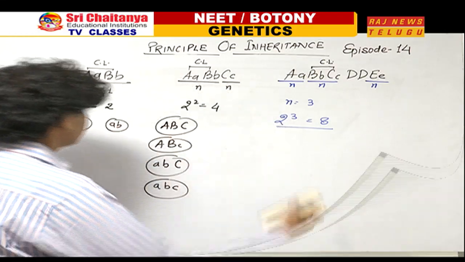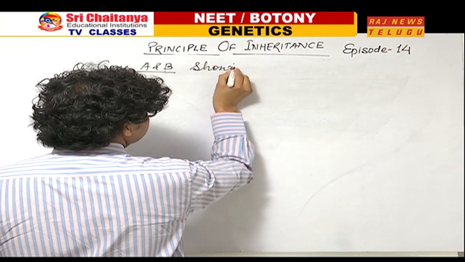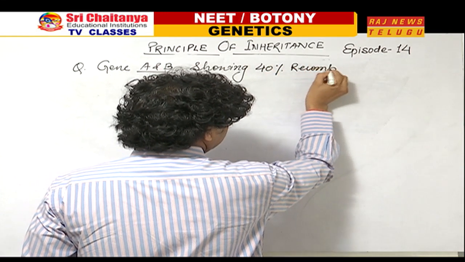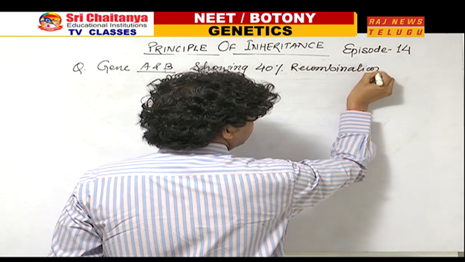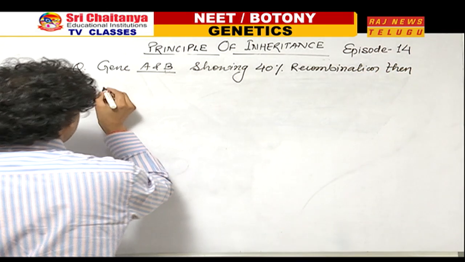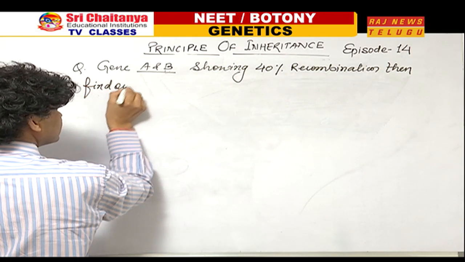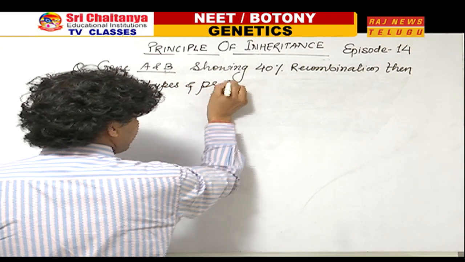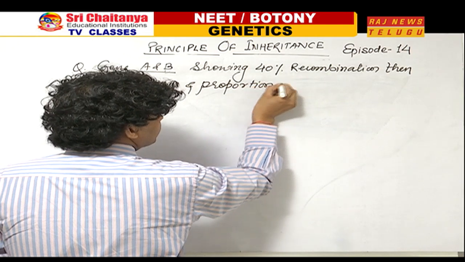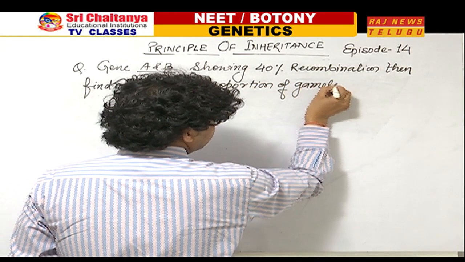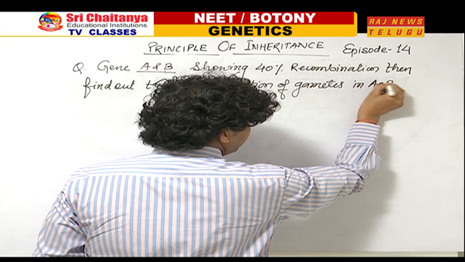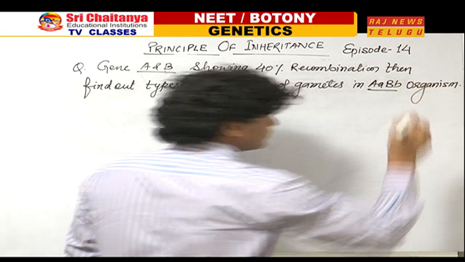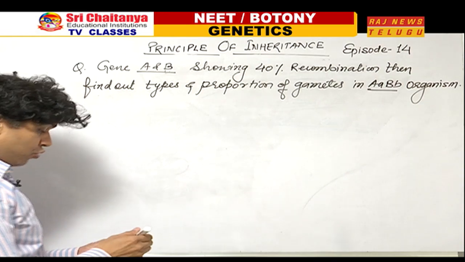Now the second type of question: showing 40% recombination, then find out the types and proportion of gametes in a capital A small a, capital B small b organism. This is the question. How to solve it?